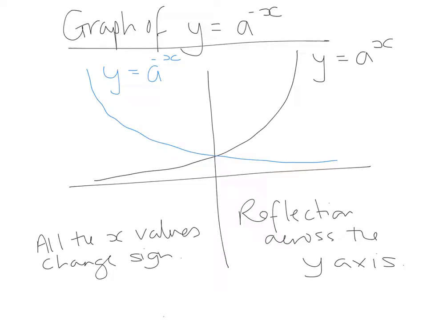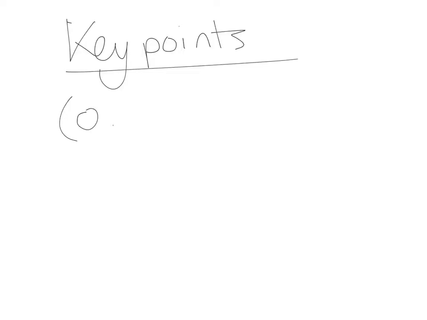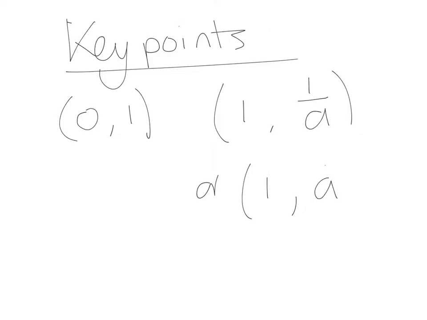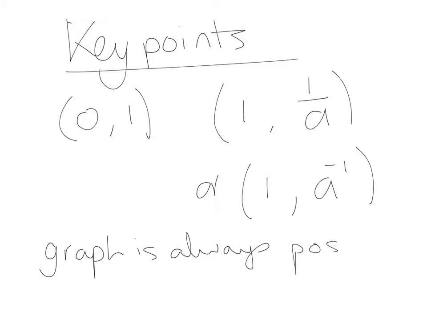So what are our key points on this graph? Well, hopefully you noticed we've still got the 0, 1, but this time we have 1 and then 1 over a, or you could think about that as a to the minus 1 if we were using our indices rules. Remember that when we have the reciprocal, 1 over a, we can also write it as a to the power minus 1. But again, you will have noticed that the graph is always positive, so y greater than 0. No part of the graph is below the x-axis.